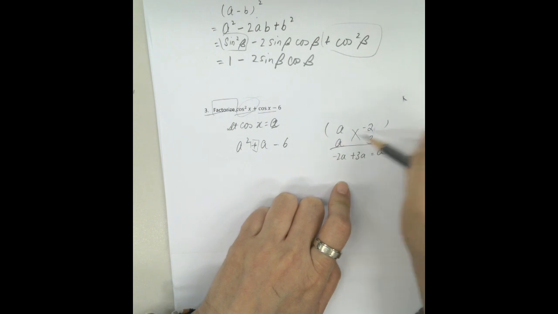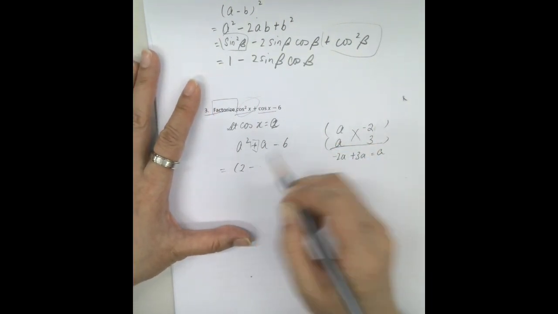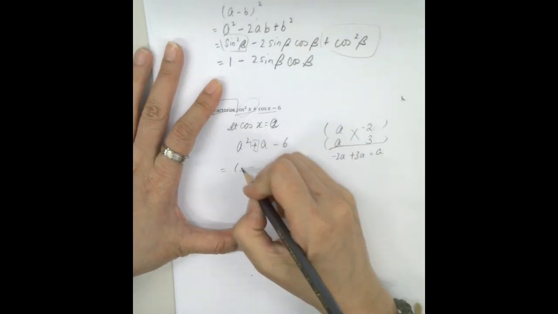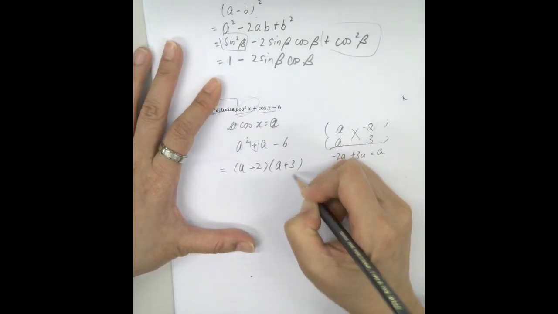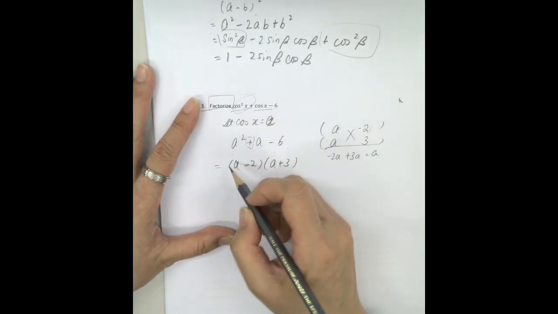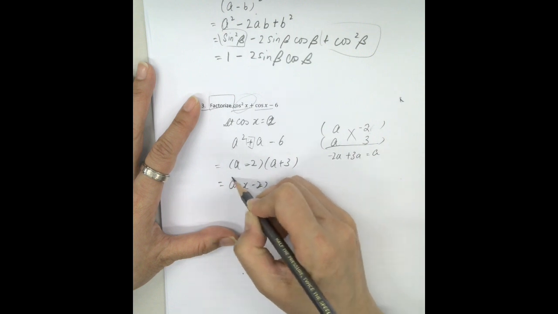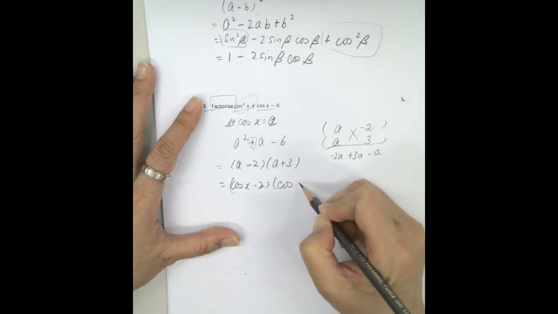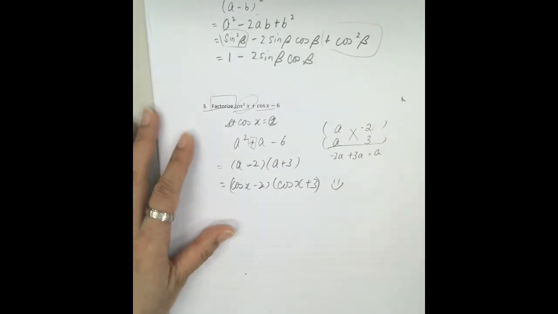So all you need to do is make it official. So we have 2 minus, a minus 2 and a plus 3. Now we put it back to the cosine because they ask you to factorize the cos. And this is done, a piece of cake.